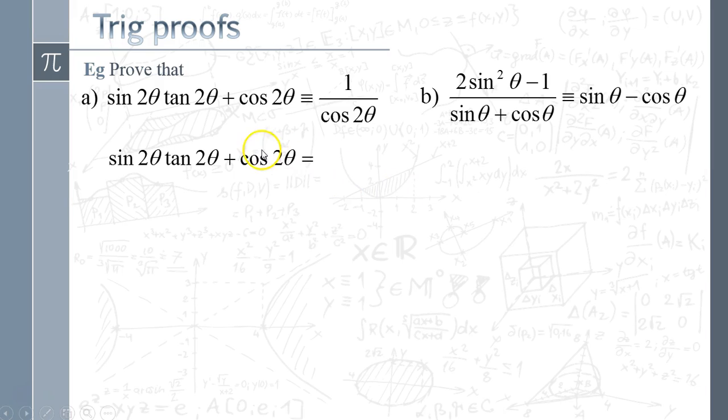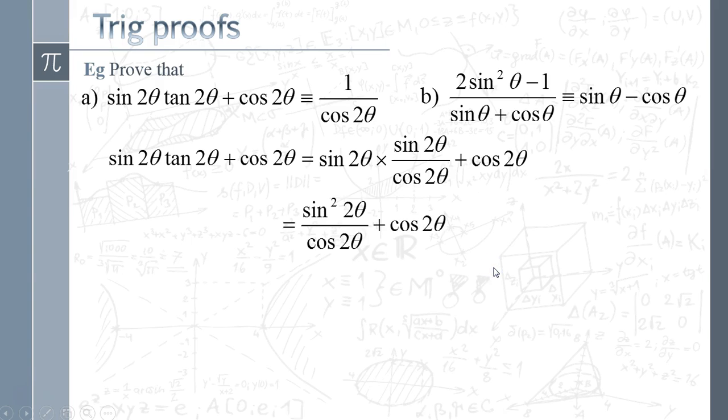The obvious place to start with this one is with the tan 2 theta, because we know that tan 2 theta is sine 2 theta over cos 2 theta. Since we've already got a sine 2 theta and a cos 2 theta sitting there, it makes sense to replace the tan and see if that helps us out. So there we go. Particularly this term here: we've got sine 2 theta times the fraction, and multiplying on the top, we get sine squared 2 theta.